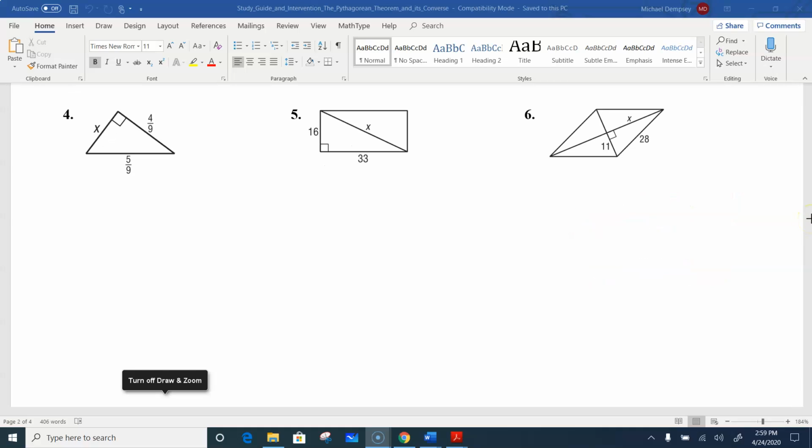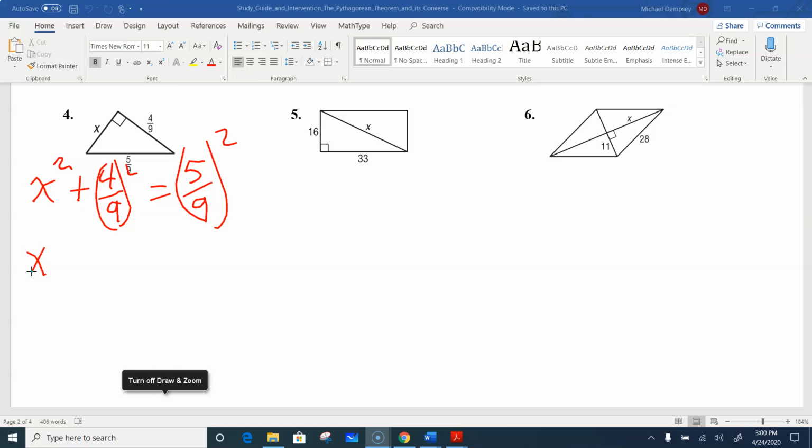Okay, so the next example, we have some fractions. I know we're not crazy about those, but no need to panic. We can still apply Pythagorean theorem. We have x squared plus 4/9 squared, and we're going to square the whole thing. Sorry about that, wrong sign. It's x squared plus 4/9 squared equals 5/9 squared. That's your hypotenuse that's going to live by itself over on that side. So not terribly complicated. I just square the numerators and denominators.